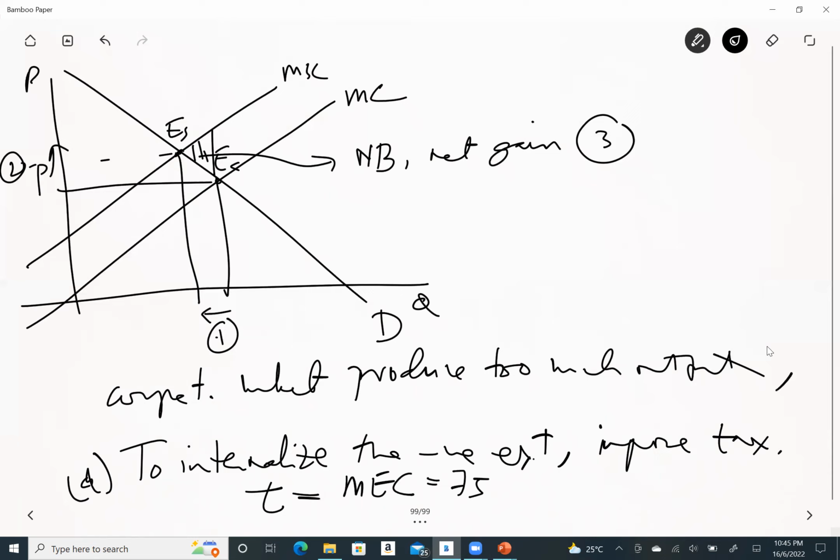Okay, and then I didn't ask you to calculate the tax revenue. But if you calculate the tax revenue, okay too. Okay, so you've got the tax revenue, you can find the net gain also. But I did not ask that. Okay, so the thing is, to internalize, the government just does it by taxation.